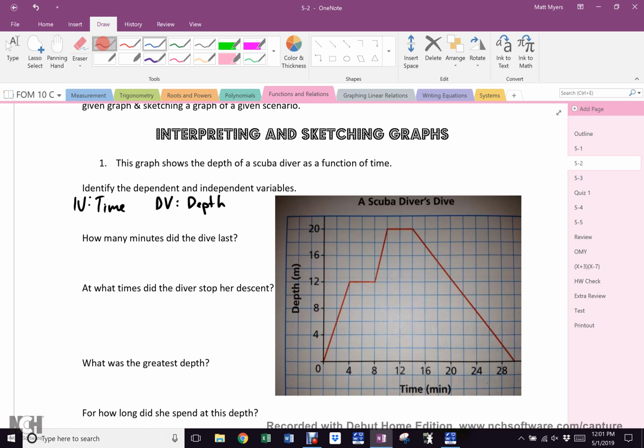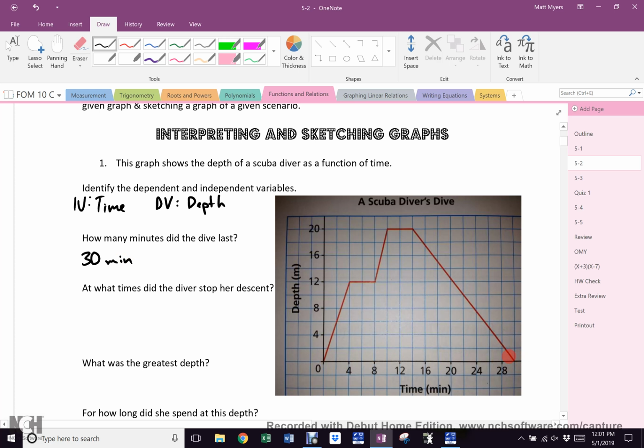Next, how long did the dive last? 30 minutes. How do you know it's 30 minutes? Every square is worth 2, right? And here I am at 0 depth. So obviously I am back at the surface. Right? You're not diving if you're not below the surface. Now, here's where it gets tricky.